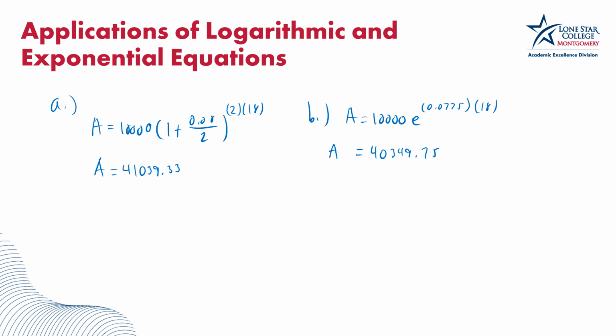So comparing our two future values, which one would give us a better deal? It would have to be option A, because using the compounding periodically, we will get more money out of our investment in 18 years.